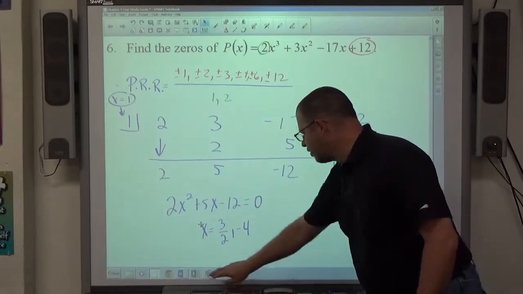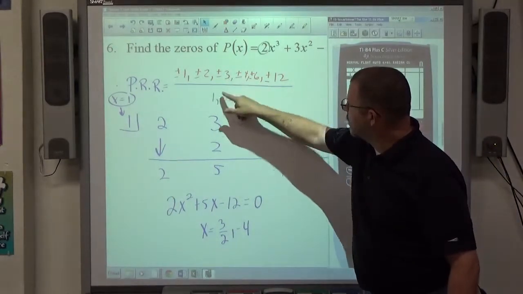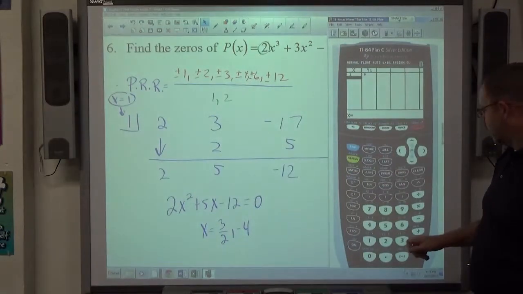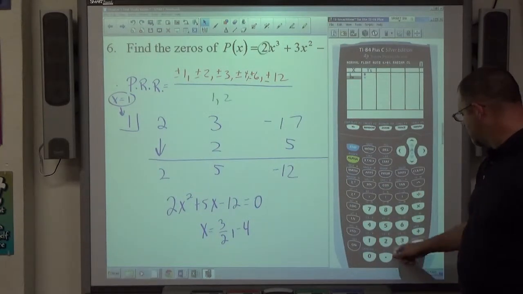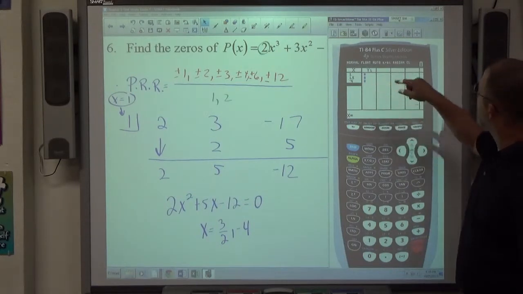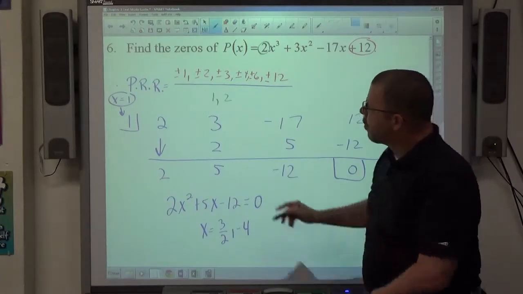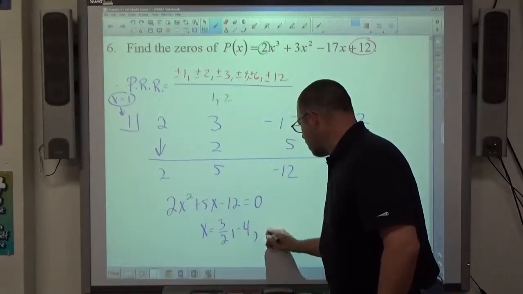Real easy to check to make sure those are actually correct. First of all, 3 halves, negative 4 over 1, those are both listed on our rational roots list. If I type all 3 numbers in, we say all 3 numbers end up at 0 for y, so that verifies our answer. So 3 halves, negative 4, and the 1 we found already are all the solutions.